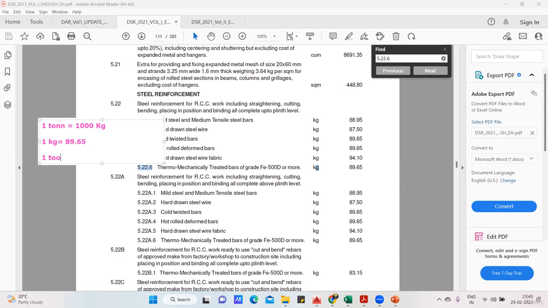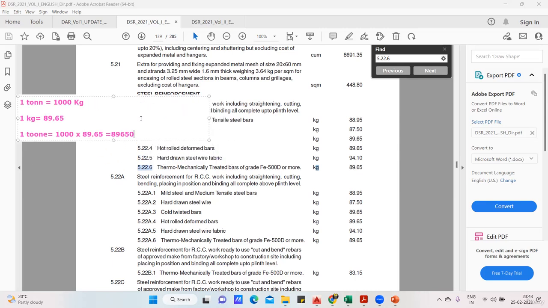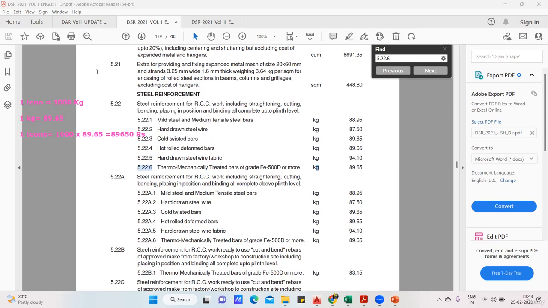For 1 ton, it will be 1000 into 89.65. Try to do this calculation and tell me how much will be the rate. 1000 into 89.65 comes out to be 89,650 rupees for 1 ton. If you want to do 1 ton of steel work, you have to pay a contractor 89,650 rupees.